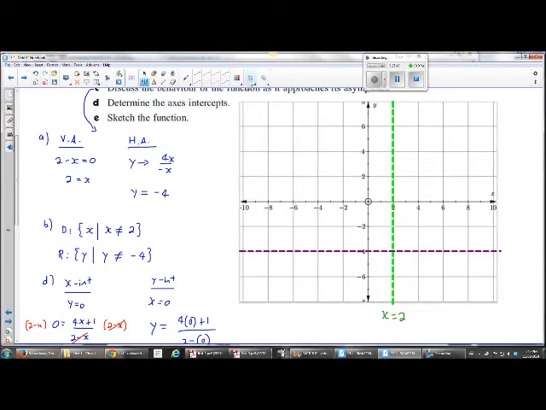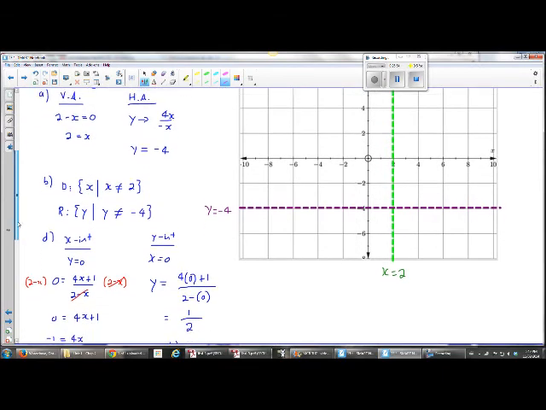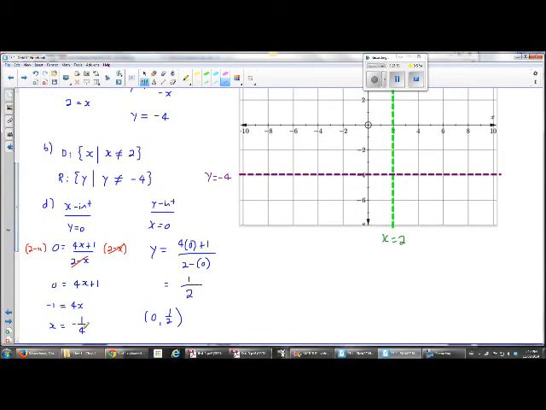So now what we'll do is we will plot the x and y intercepts. And the x-intercept is -1/4. That's going to be fairly challenging to plot, but we'll plot it about here. And the y-intercept is 0.5, so we'll plot that here. And so then all we need to do is sketch the graph in nice curves.